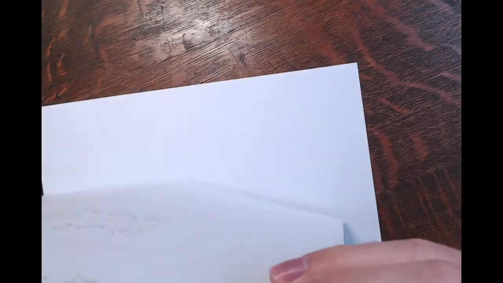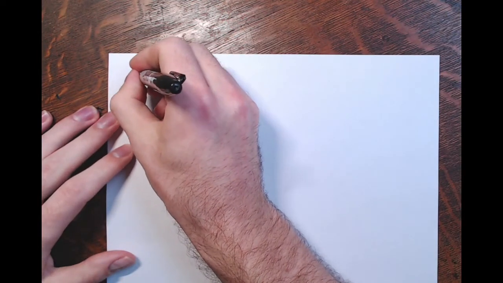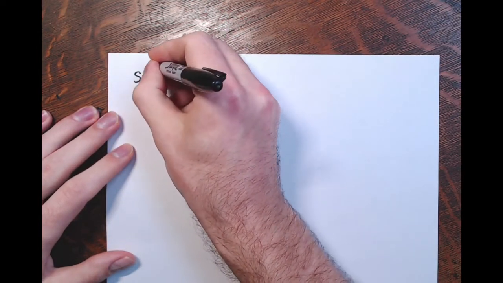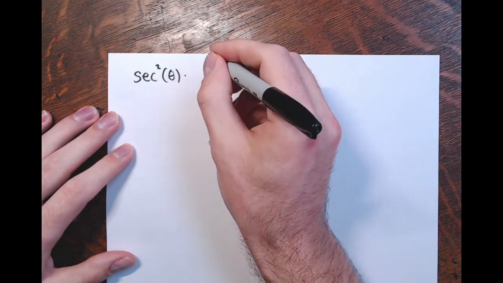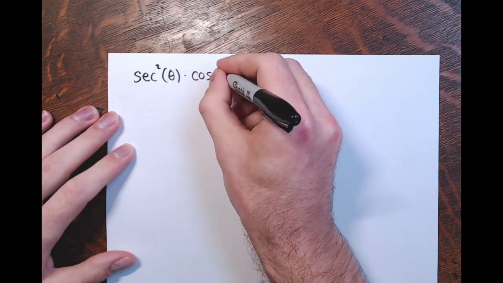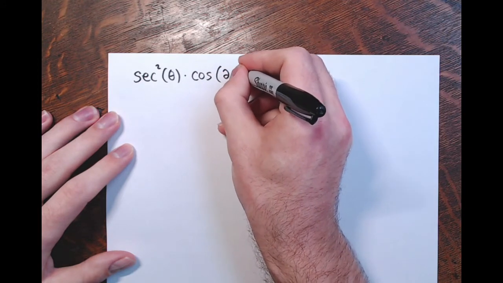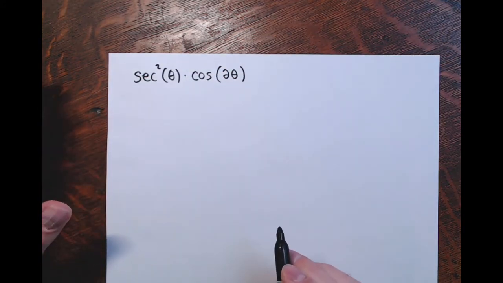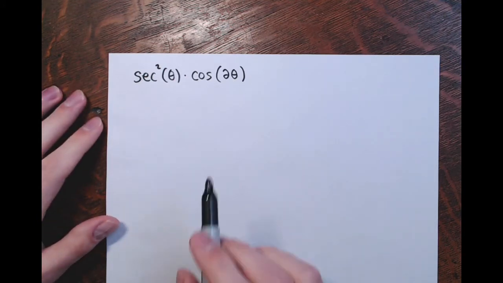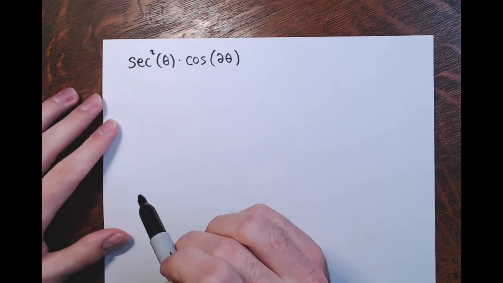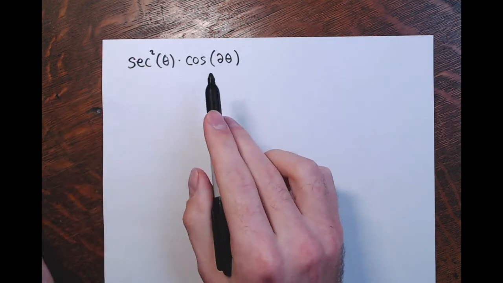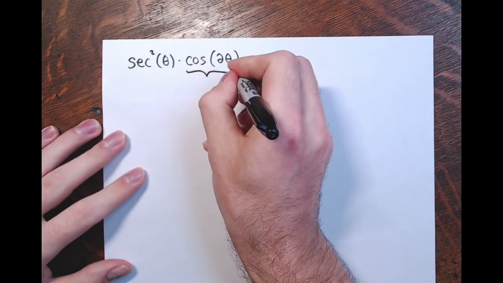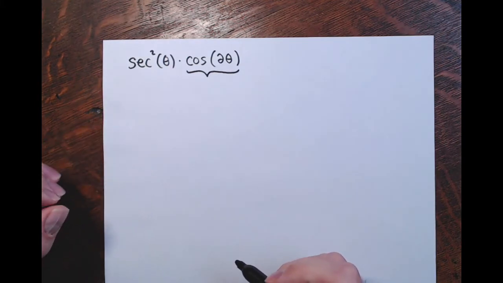All right, so let me write out the expression they gave us. We have the secant of theta, squared, multiplied by the cosine of a double angle, of 2 theta. And like I said, none of the options have a double angle. So I'm going to replace this. Now, you can replace this expression, this cosine of 2 theta, with any of those 3 that I showed you. And I'll show you all of them.